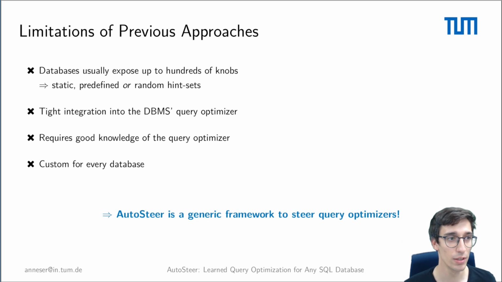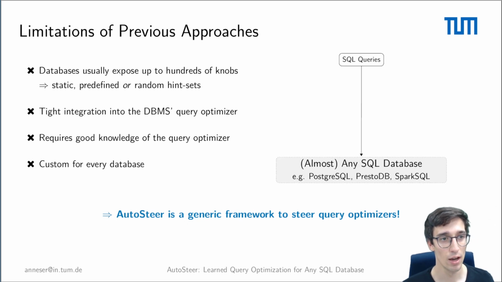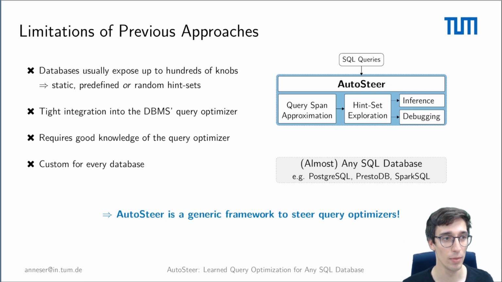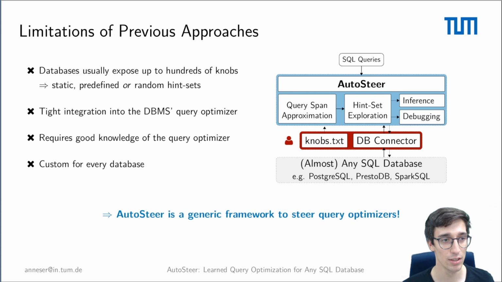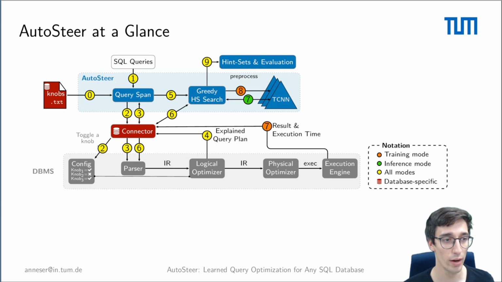To overcome these limitations, we propose AutoSteer, a more generic way to steer query optimizers. And instead of integrating the steering logic into the system, AutoSteer is an external tool that intercepts incoming SQL queries and does the steering outside the database system. We only need two things to connect AutoSteer to a database system: a text file that lists all the available knobs, and a simple connector, which is usually implemented in less than 50 lines of Python code that connects AutoSteer to the database system. Here you can see AutoSteer at one glance.